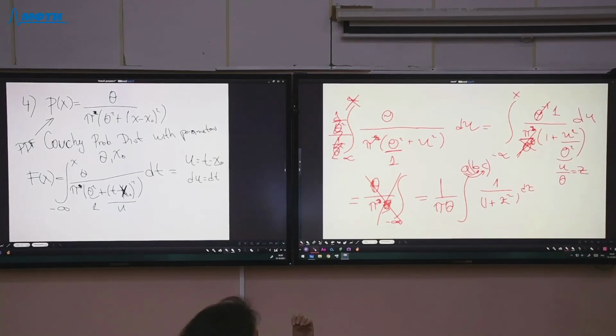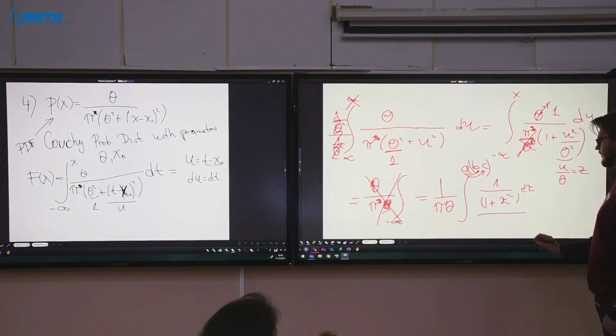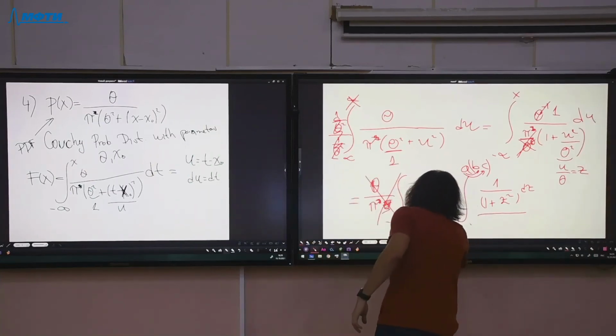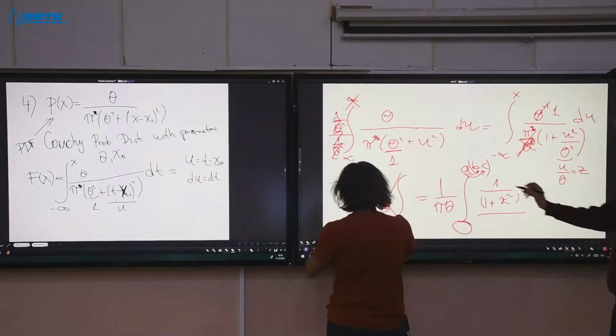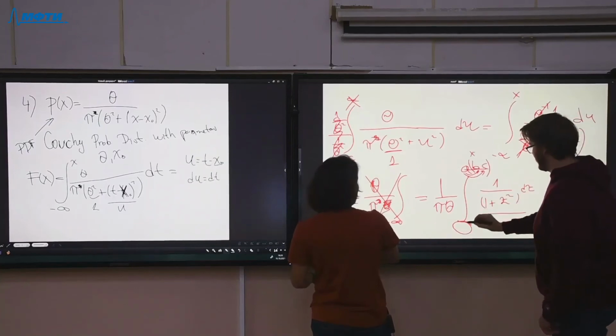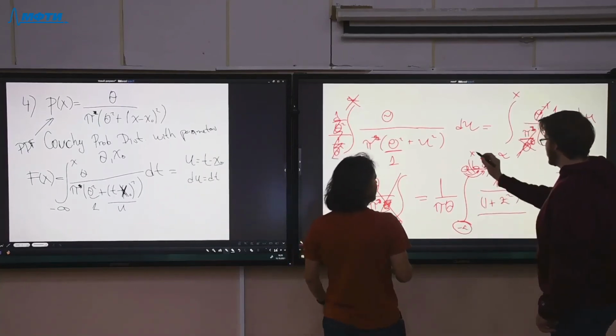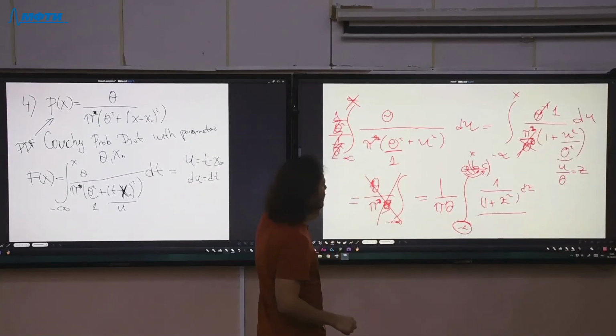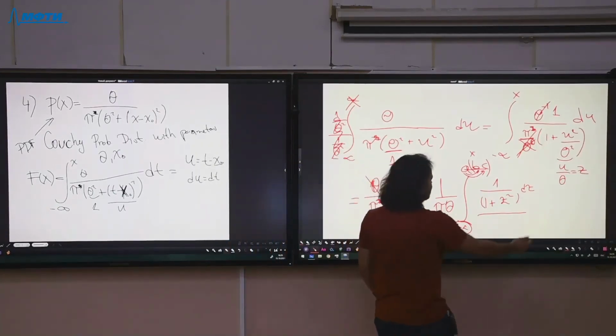So if we integrate this, we're going to get... Wait, and what do we have here? Not ABC, but close, x and minus theta. No, not x, of course, because we changed it. X squared.